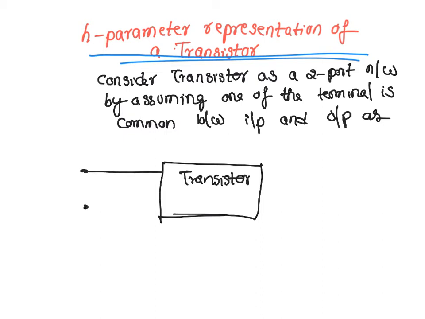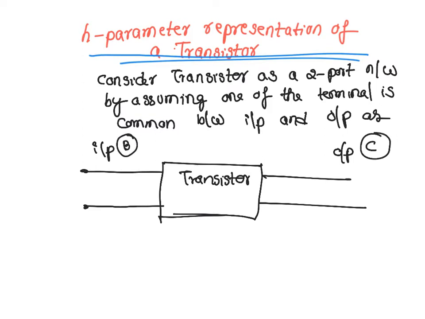Consider this one as input and this one as output. Generally, input is considered as base, output is considered as collector, and the common terminal between base and collector will be emitter. Let us consider I is the input current, I naught the output current, Vi the input voltage, V naught the output voltage.